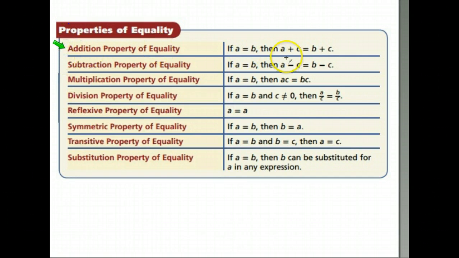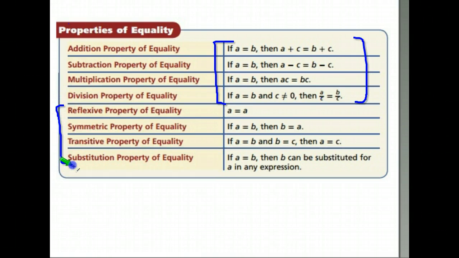Addition means you can add the same number to both sides of an equation to solve it. Subtraction means you can subtract the same number from both sides of an equation to solve it. Multiplication means you can multiply the same thing on both sides of an equation to solve. Division, of course, means you can divide both sides of an equation to solve. All of these things we have been doing in algebra. We just did them. We didn't realize maybe that there was a property that allowed us to do that.